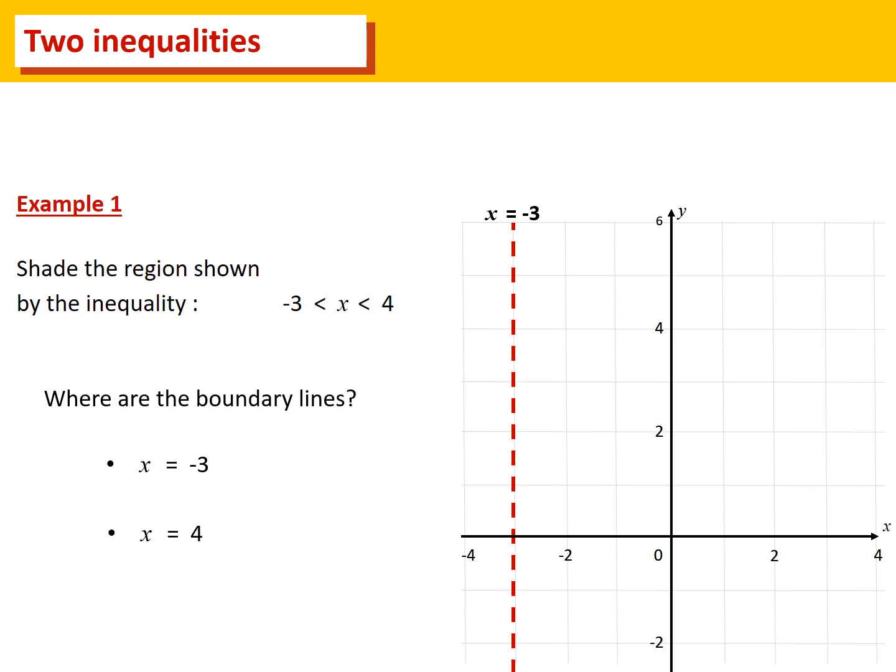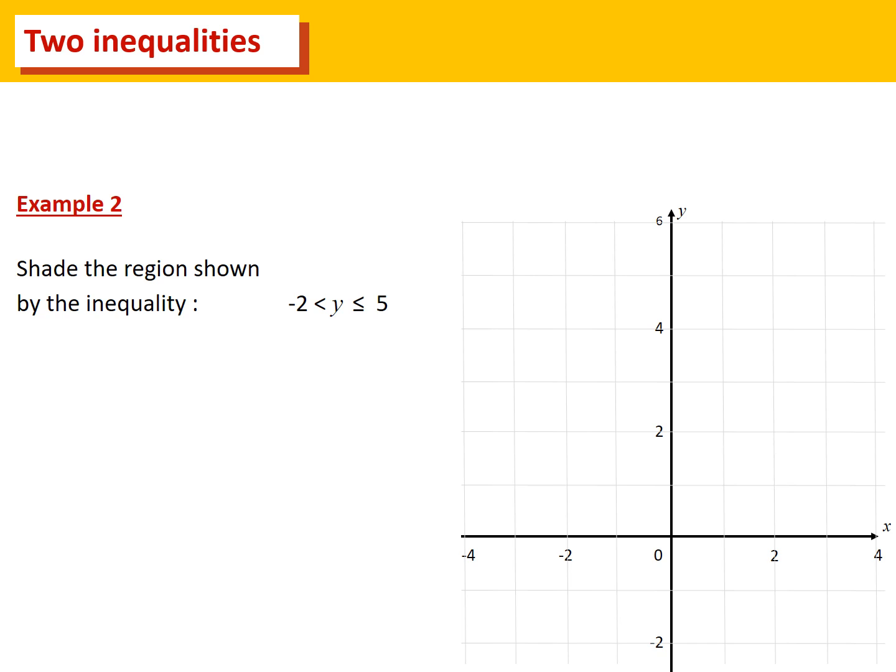And similarly, for x equals 4, there's the boundary line for x equals 4. And the region that we want is x between -3 and 4, so that would be that region there shaded in.